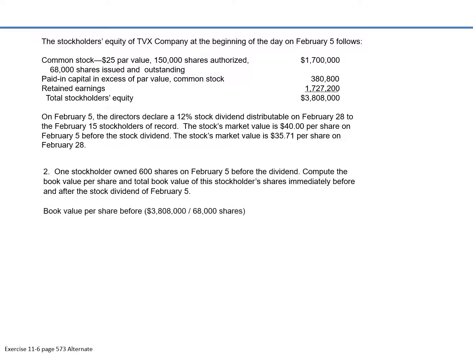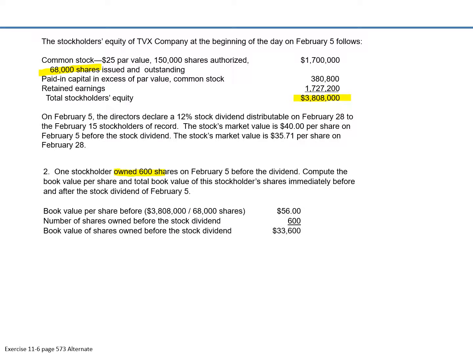All right, so before there were $3,808,000 total stockholder equity. There were 68,000 shares. So the book value per share is $56. The number of shares this stockholder owned is 600. They tell us that right here. So we've got the total book value before of $33,600. And then after, where we've got 68,000 times that 12%, right?